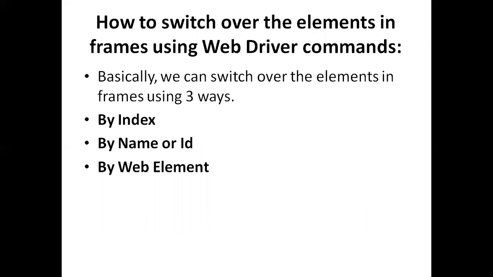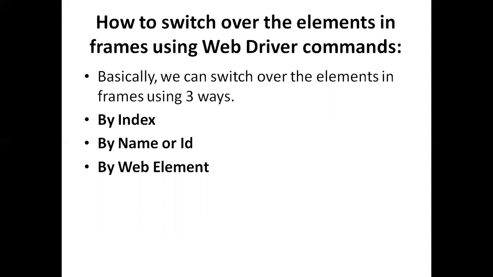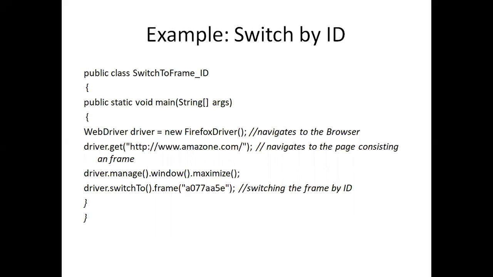How to switch over the elements in frames using WebDriver commands? So basically there are three ways. You can use by index, you can use by name or ID, you can also use by web element. So over here I will show you one example by ID, and if it is asked to tell us the code for any one of the options, then you can take any one of the examples.